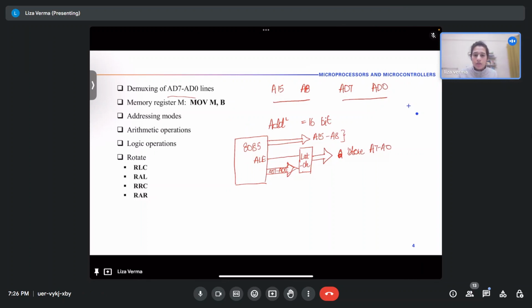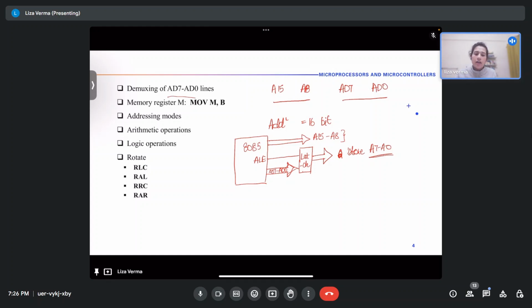I hope everyone knows, it's just a data storing component. So these 8 bits will be stored onto the latch, loaded onto the latch. So this latch will contain A7 to A0.